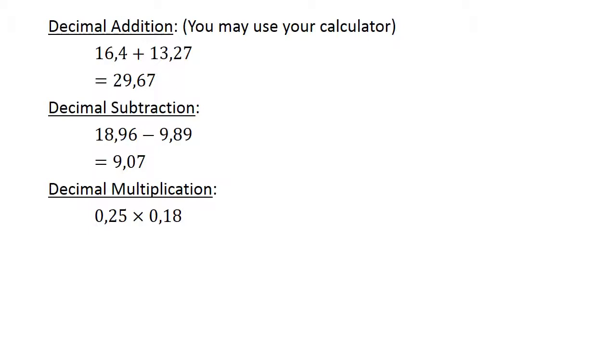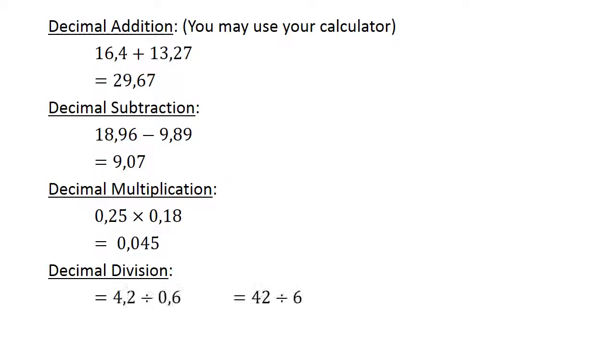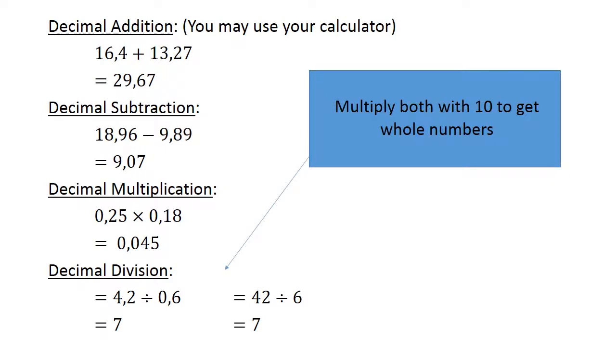0.25 times 0.18 equals 0.045. Decimal division, 4.2 divided by 0.6. You multiply both to get whole numbers. 42 divided by 6 equals 7.